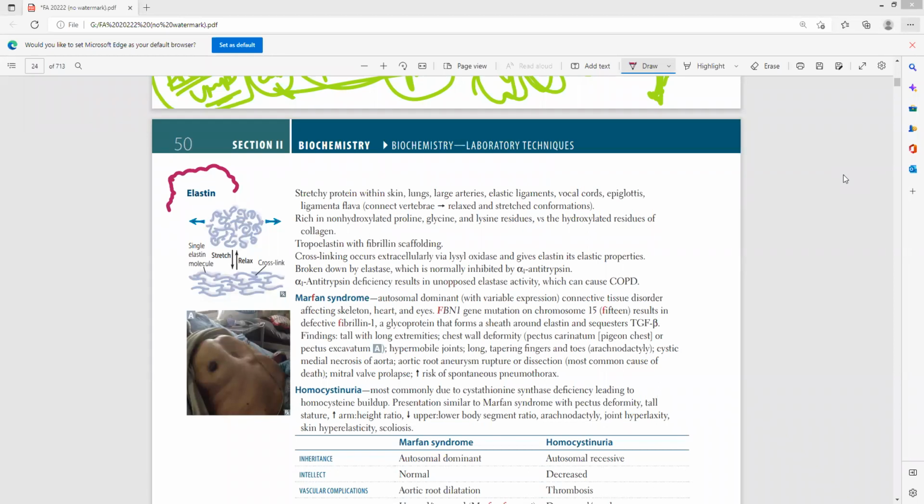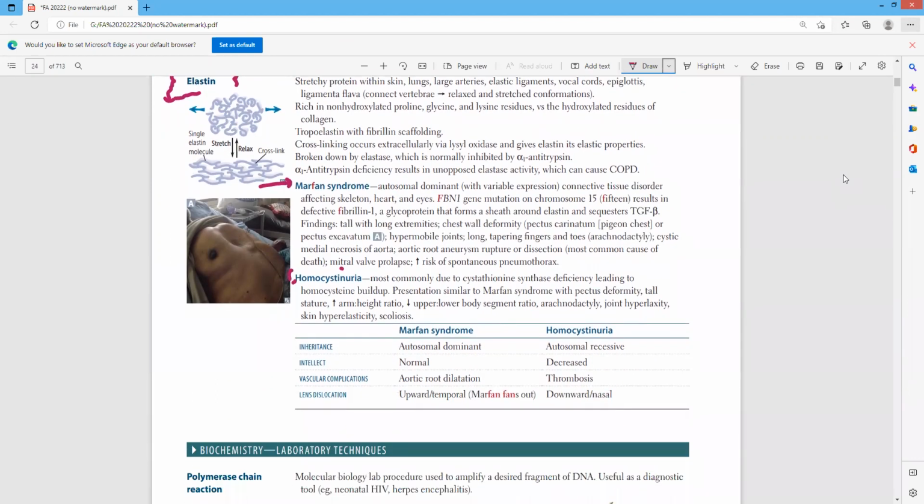Okay, lastly, let's see elastin, and see the difference between elastin and collagen. We will see the diseases associated with elastin. Here we have Marfan syndrome, and here we have homocysteinuria, and we will have a comparison between them. Okay, and we will end the topic of the cellular part of biochem.